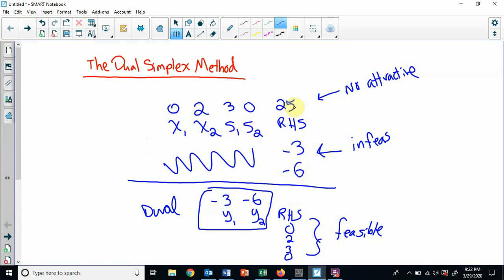And let's make sure that we don't push anything into attractiveness. So at some point, we'll hit feasibility in the primal. We're already feasible in the dual, and we're not going to mess that up. Well, then we would be at an optimal. Would be feasible with no attractives. So that's kind of how this is going to work. We're going to pivot until we are primal feasible.